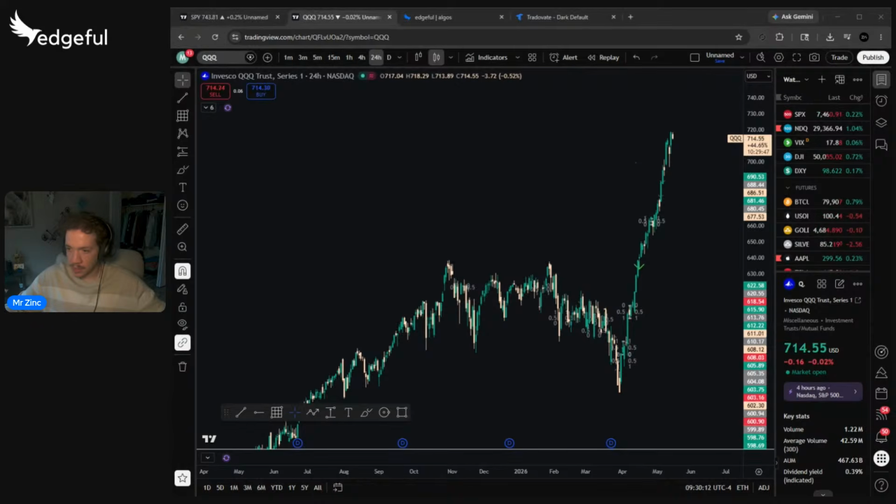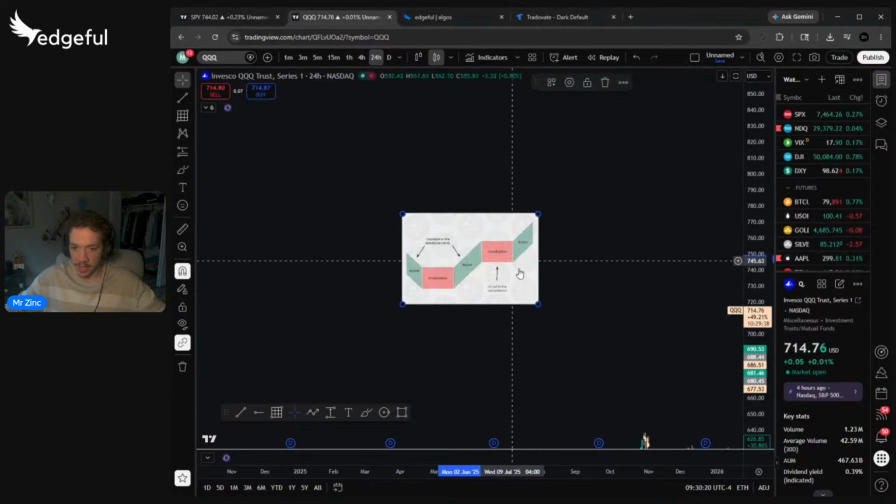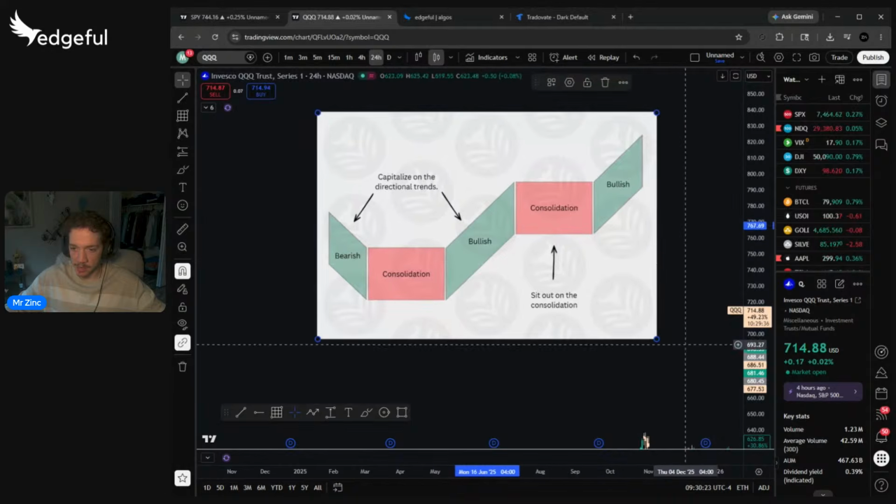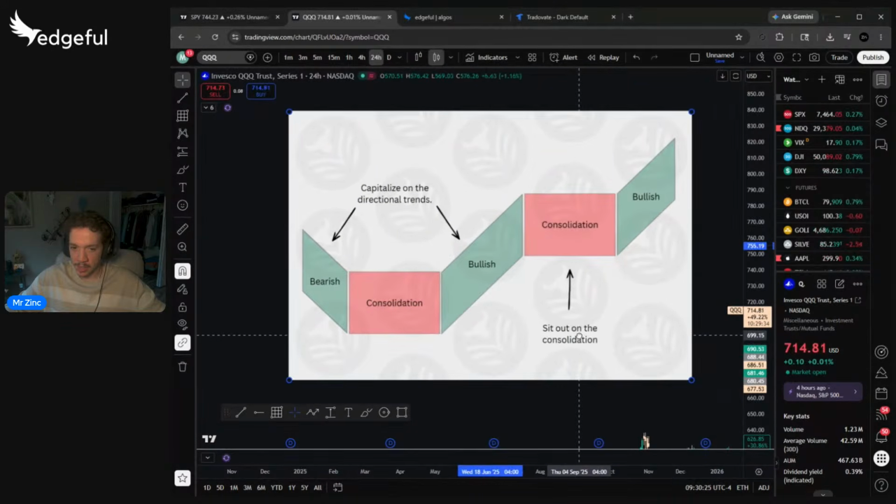So if we take a look at this screenshot, and we can also line this up with the optimization on the algo, funny enough. This is something that I made. This is how the market cycles.